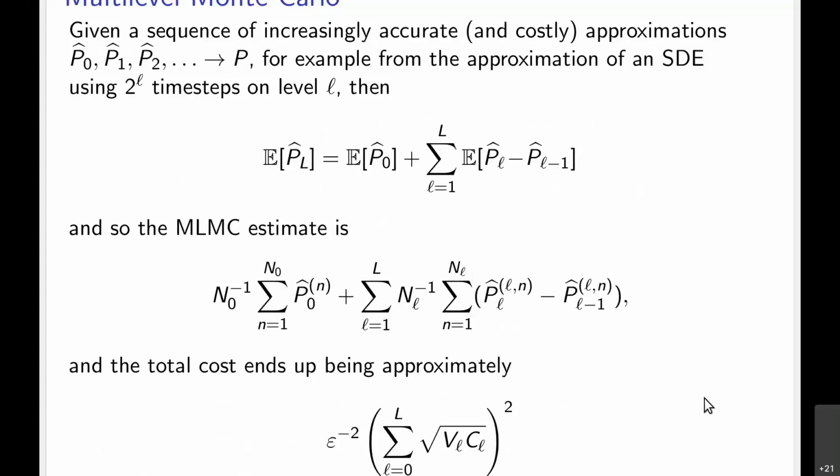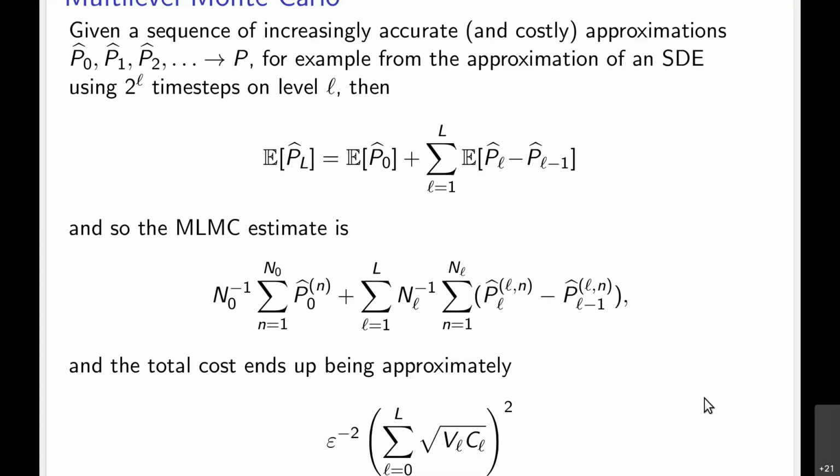And in my original paper, this was in the context of approximating the solution of a stochastic differential equation, where p hat L would correspond to a simulation using 2 to the capital L time steps on level L. So as L increases, it's giving you a more and more accurate approximation to P, but at more and more computational cost.